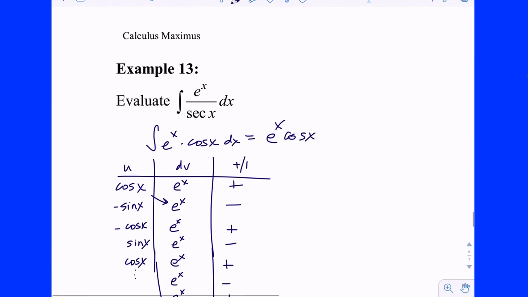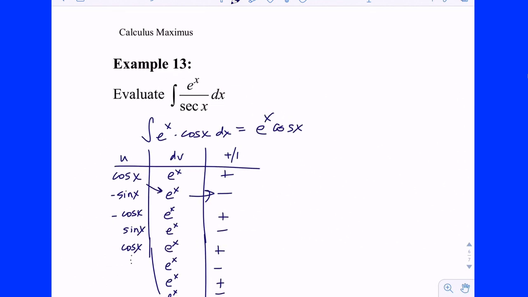And then minus. Pick up the sign of the next term. And then you look to see if you can integrate the horizontal product, right? Can I integrate e to the x sine of x? Nope, that's going to require another integration by parts. So we'll go ahead and take another diagonal product.